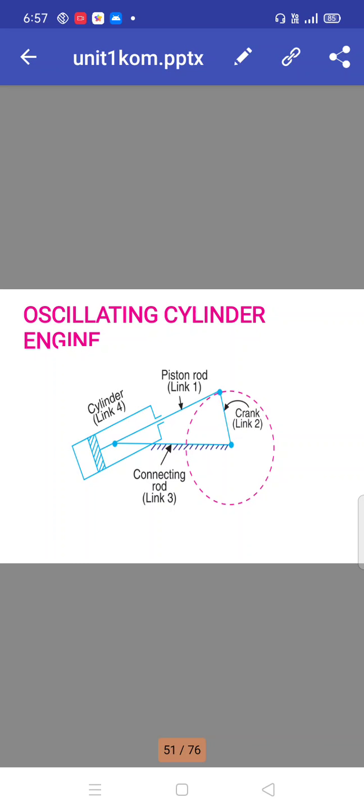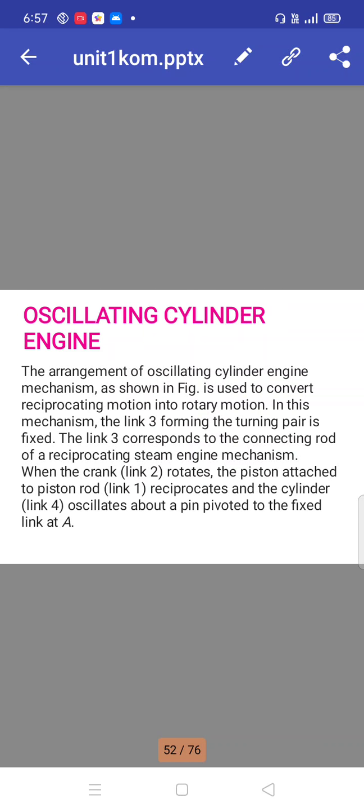Oscillating cylinder engine. The arrangement of the oscillating cylinder engine mechanism is used to convert reciprocating motion into rotary motion. In this mechanism, the link 3 forming the turning pair is fixed. The link 3 corresponds to the connecting rod of a reciprocating steam engine mechanism. When the crank rotates, the piston attached to the piston rod reciprocates and the cylinder oscillates about the pin pivoted to the fixed link A.